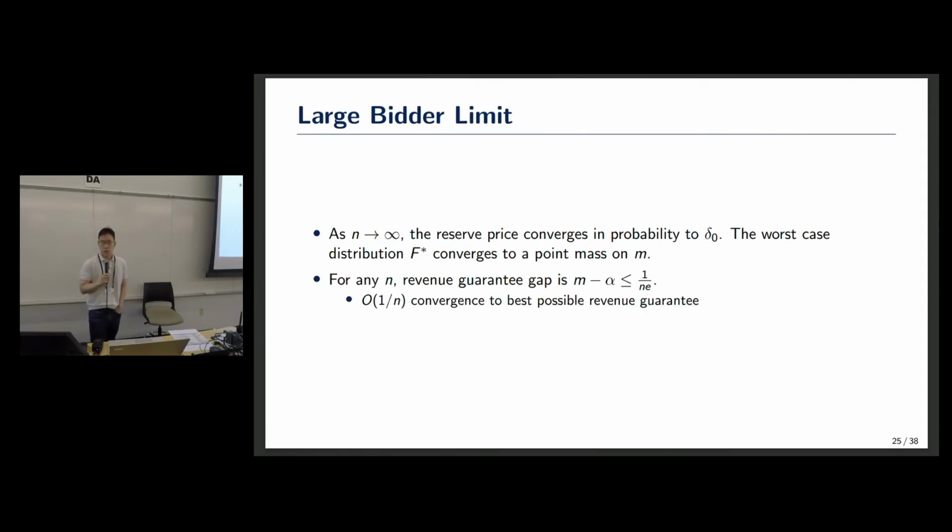We can now look at the gap between the best possible revenue guarantee, which is M, and the revenue guarantee that we actually get. And we see that the gap scales order 1 over n. And what's interesting is that there's this paper mentioned earlier by He and Lee. They basically find the same asymptotic, but they assume the seller has additional information. They know the marginal distribution exactly. Here, the seller doesn't have that knowledge, but we maintain the same asymptotic.